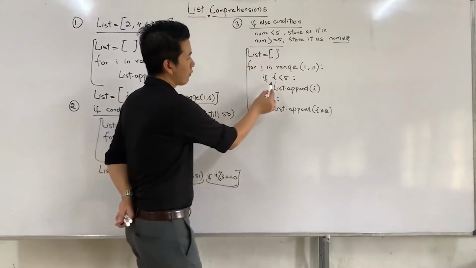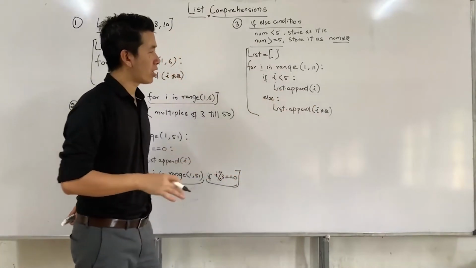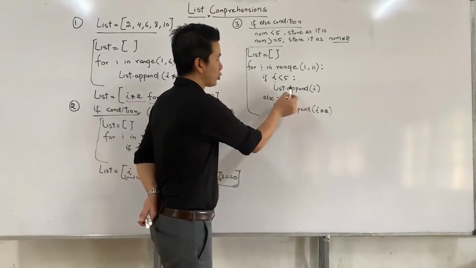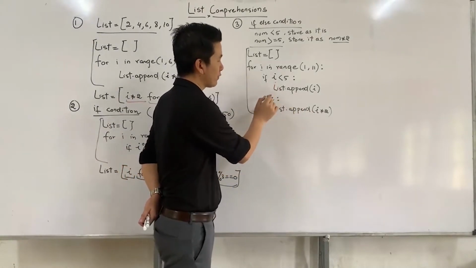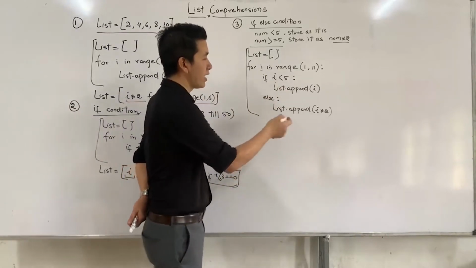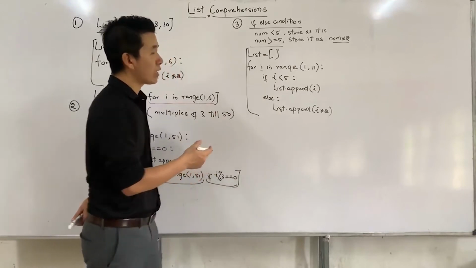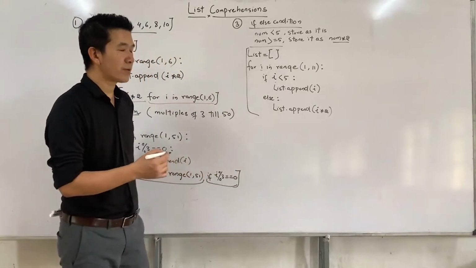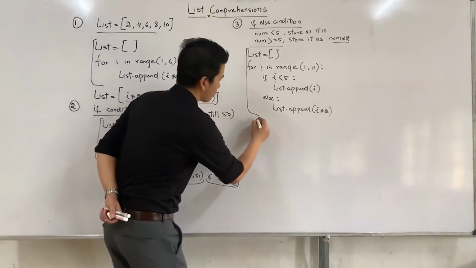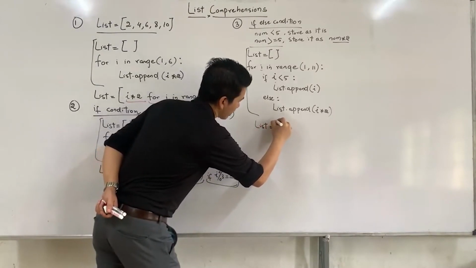So if the value of i is less than 5, the value of i as it is will be appended to the list. However, if the condition is false, if the numbers are greater than or equal to 5, then they'll be multiplied, and that's how they will be appended to the list. So if you would like to do the same thing again using list comprehension, it will be something like this. You will have list equals.